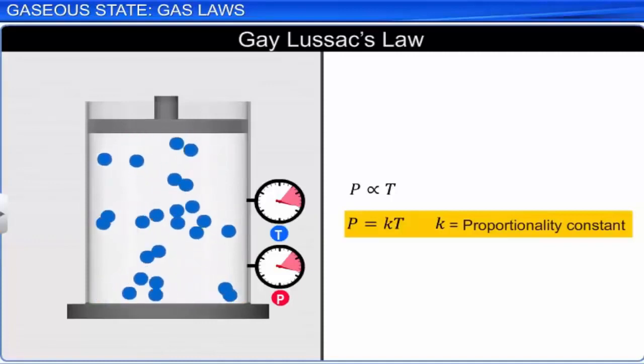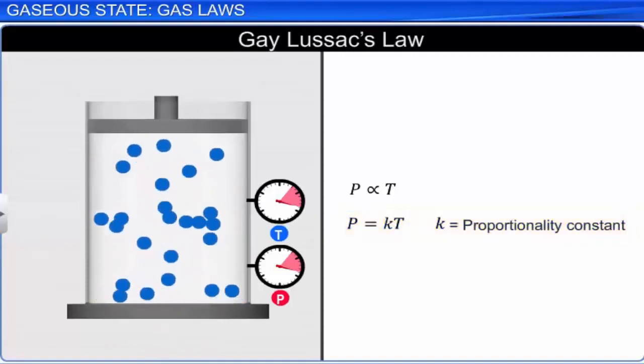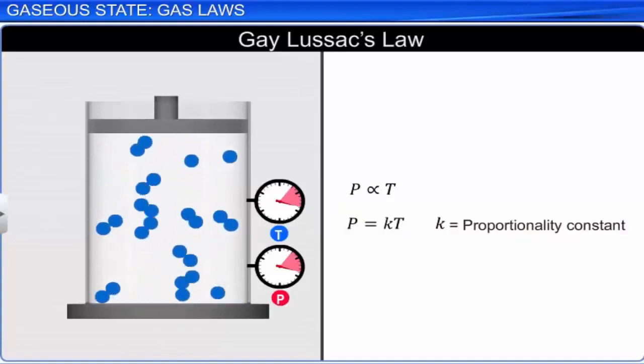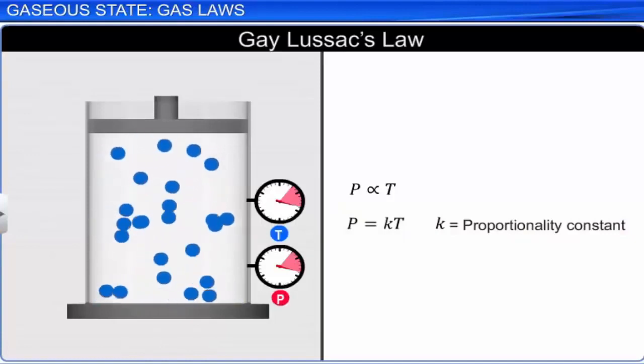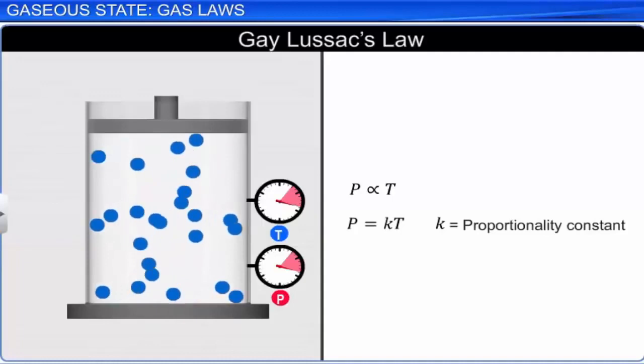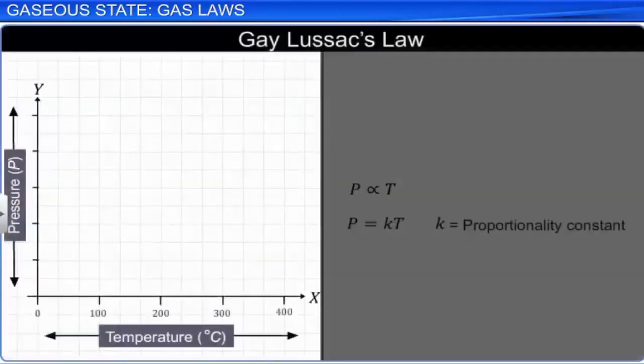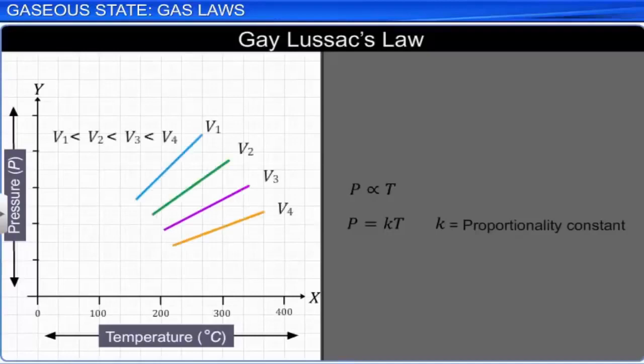This law can also be derived by combining Boyle's law and Charles' law. If we plot pressure versus temperature for a given volume of a gas, we get straight lines corresponding to each volume. These lines are called isochores.